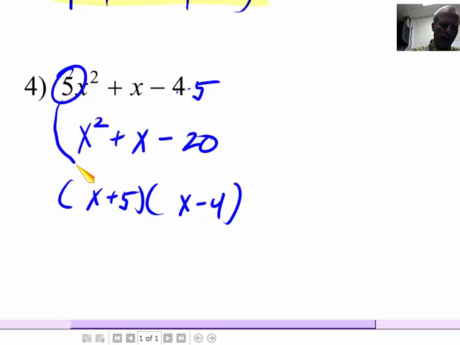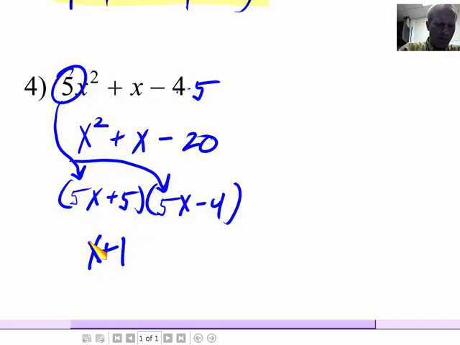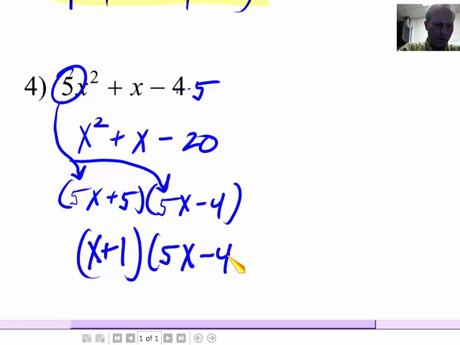Then you take the 5, you put it back in front of the x, and you factor out any common factor and eliminate it. So 5x plus 5, I can remove a 5, and that is my factored form.